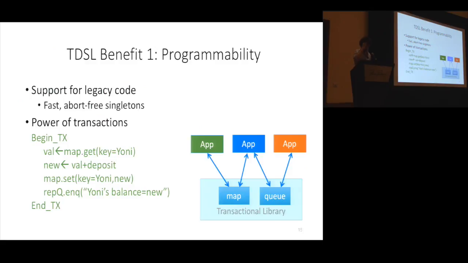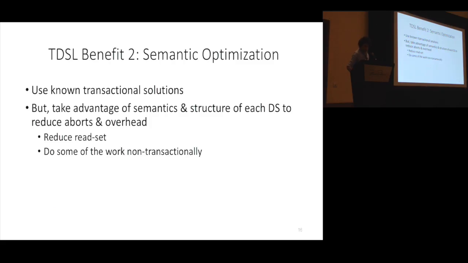Okay, so our concept has several benefits. The first one is that we have the power of transactions, and we also support fast abort-free singletons. The second one is that because we implement everything together, we use semantic optimization in order to reduce the overhead and the abort rate. We can still use some known techniques from software transactional memory.